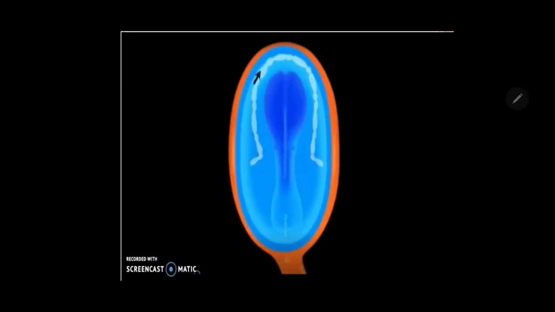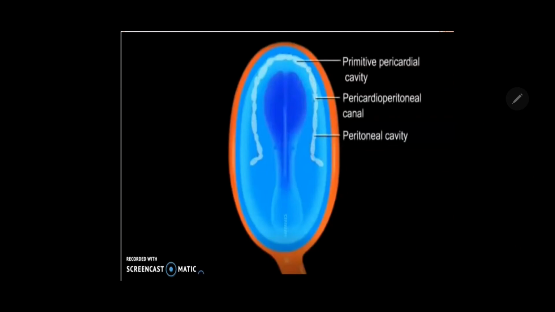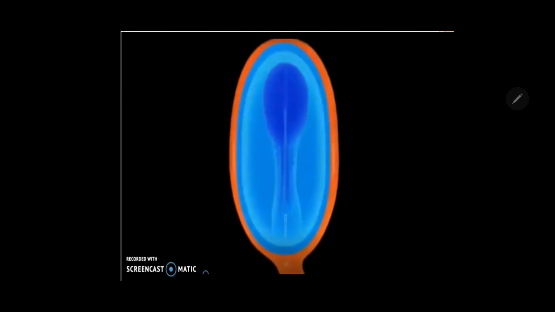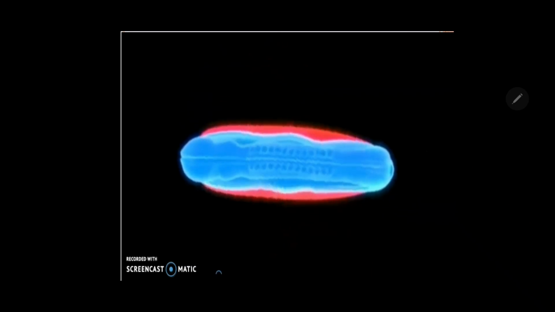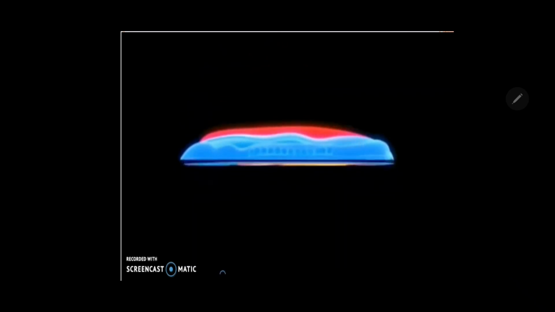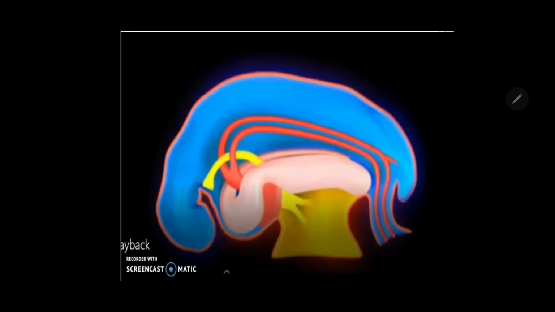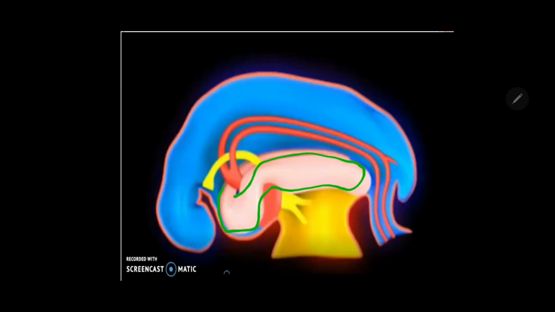You can see there, that is the intraembryonic coelom, and you can see the primitive pericardial cavity lies near the head end, and you can notice there is the communication between the extraembryonic coelom and the intraembryonic coelom. The yellow arrow indicates the extraembryonic coelom, whereas the white arrow indicates the intraembryonic coelom. They both communicate. Now in sagittal section, you can notice the horseshoe shaped intraembryonic coelom, what you are observing there.